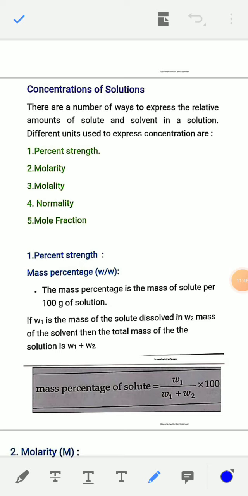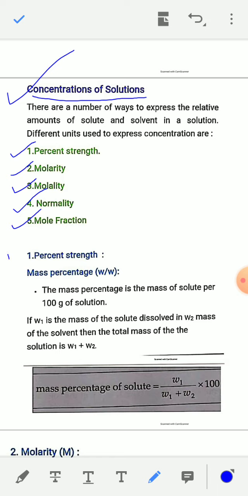Now see how to calculate the concentration of a solution using different methods. There are a number of ways to express the relative amount of solute and solvent in a solution. Different units used to express concentration are percentage strength or percentage composition, molarity, molality, normality, and mole fraction.